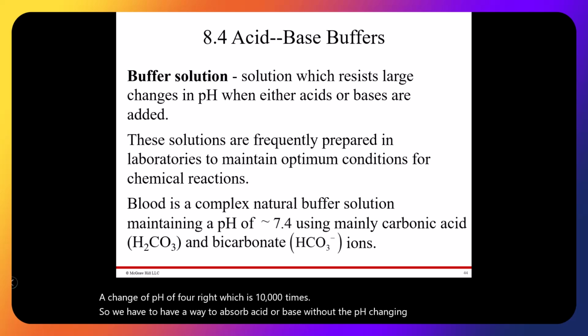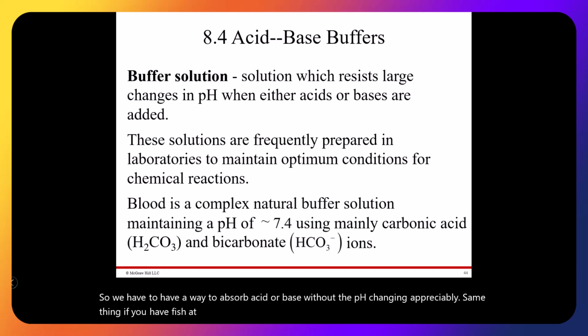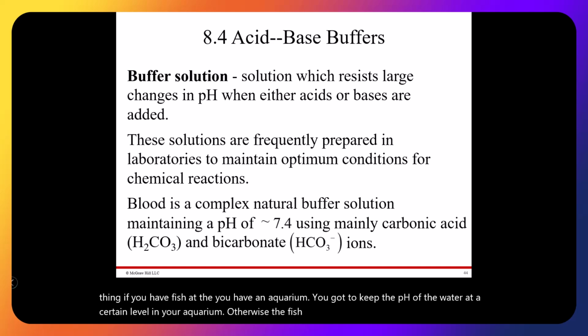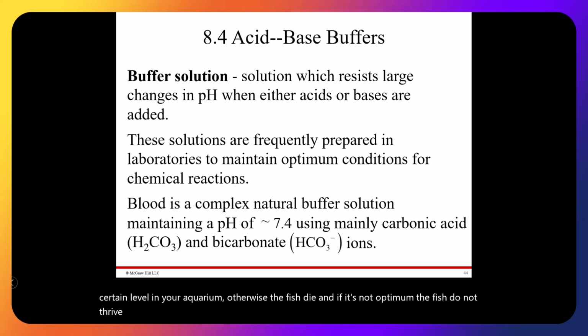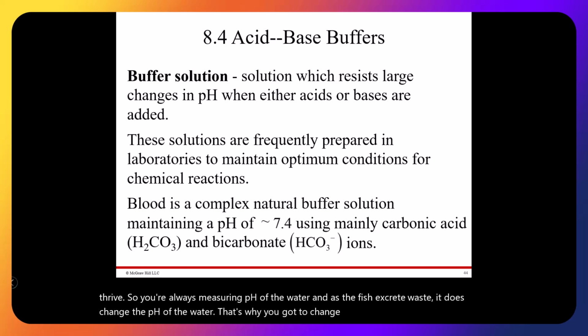Same thing if you have fish, you have an aquarium. You've got to keep the pH of the water at a certain level in your aquarium, otherwise the fish die. And if it's not optimum, the fish do not thrive. So you're always measuring the pH of the water, and as the fish excrete waste, it does change the pH of the water. That's why you've got to change the tank.